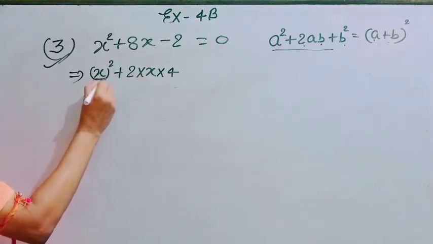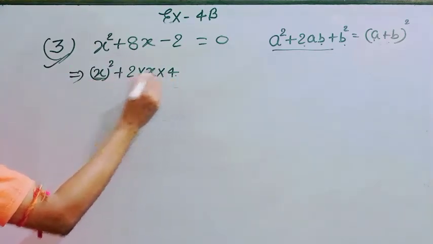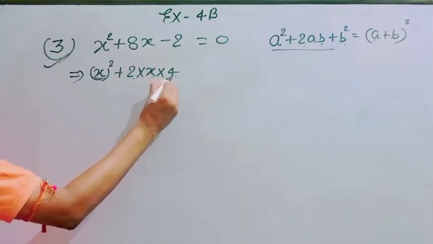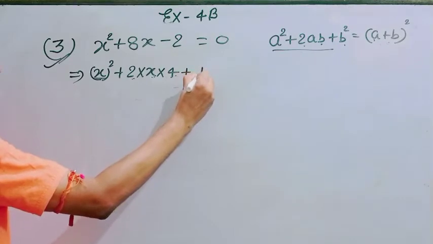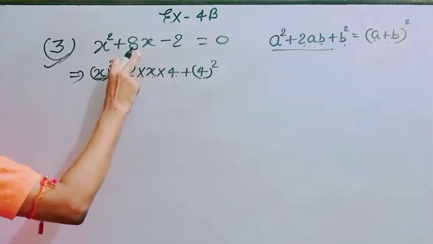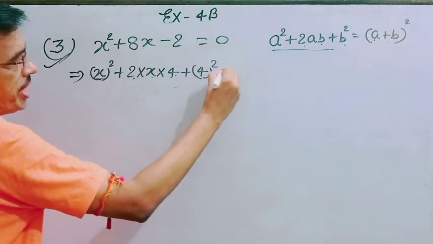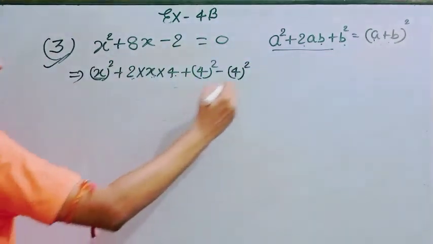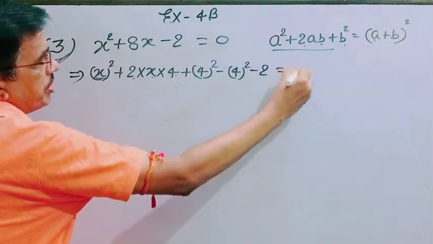So it is x square plus 2 into x into 4, that means a square plus 2 into a into b, and then plus b square. But this b square is not given in your question, so you subtract it. So you write here minus b square. And lastly, minus 2 is given in your question.